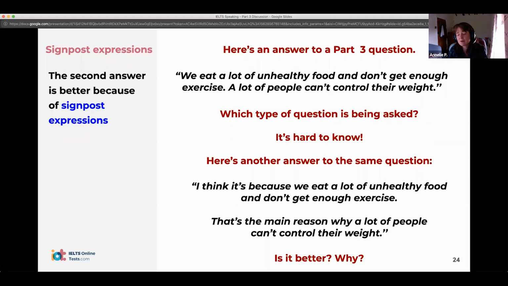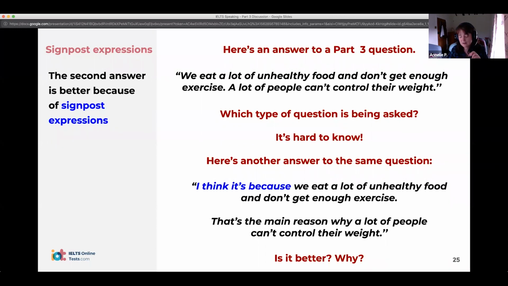Very, very important. Remember, it's not just fluency, it's fluency and coherence, and giving a coherent answer, particularly in part 3, much more so than in part 1, is very, very important. If the examiner gets lost within your answer, the marks are going to go down quite steeply for fluency and coherence.